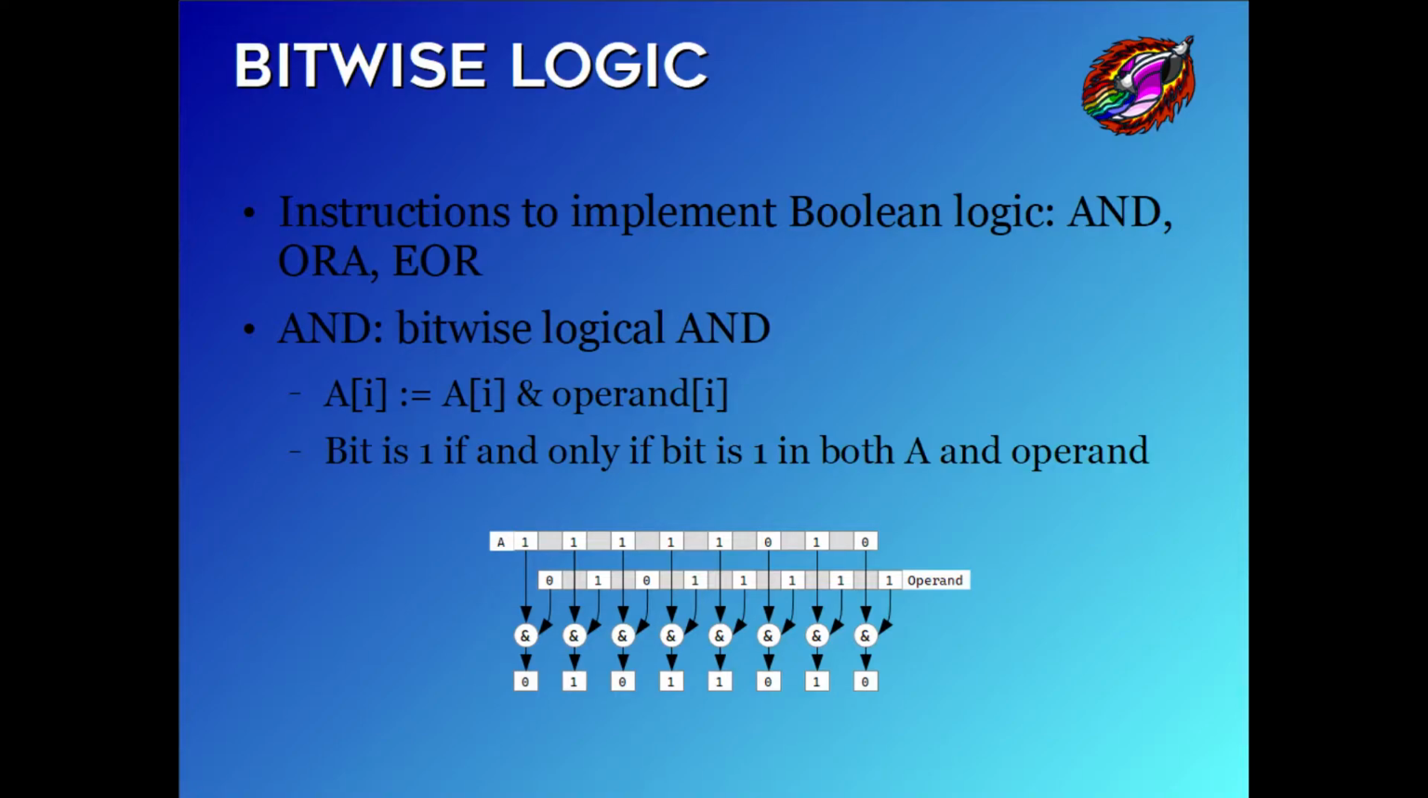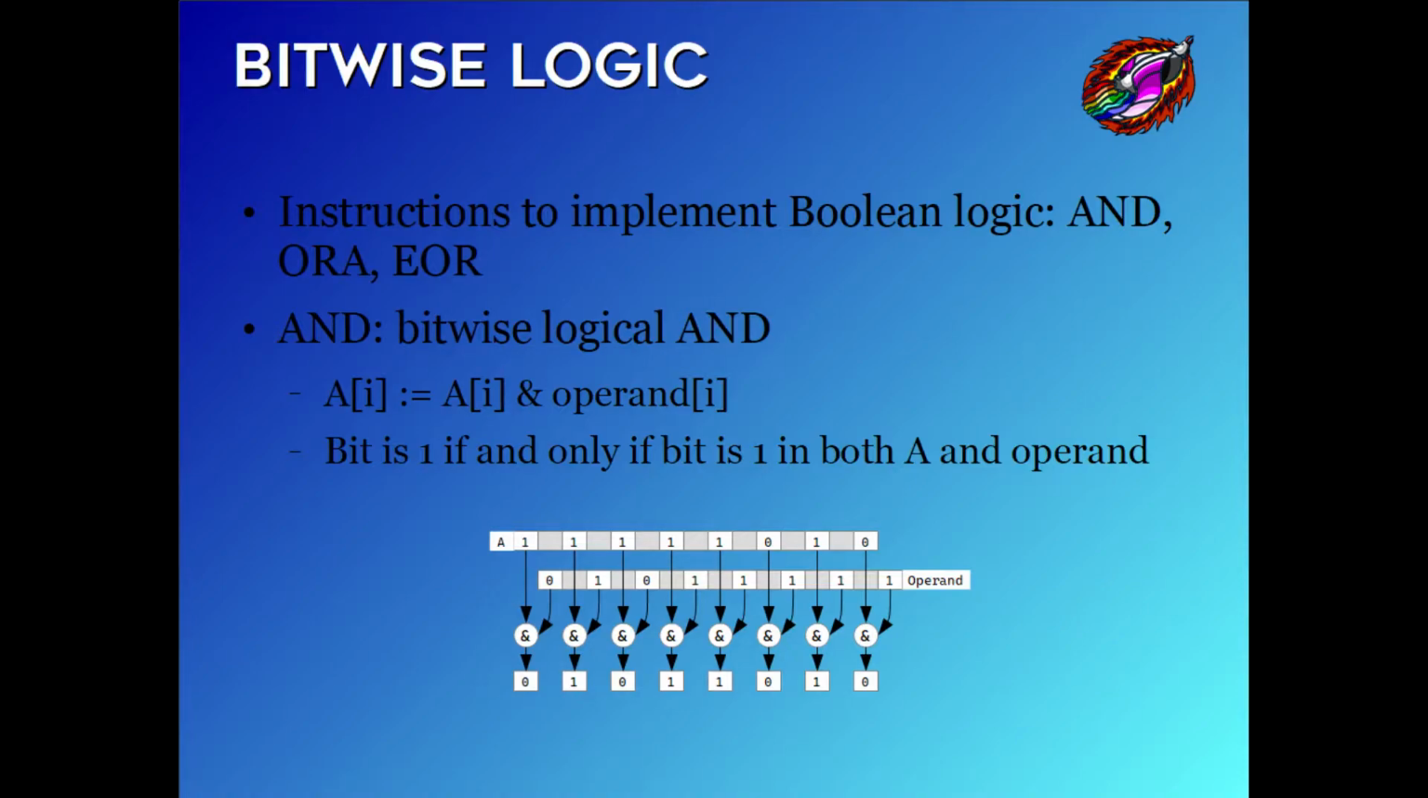And all it's really doing is, for every bit in the accumulator, it looks at the corresponding bit in the operand. And if both the accumulator and the operand bit are set to 1, then the resulting bit in the accumulator as the result will be 1 as well. If either of them is 0, then that resulting bit is 0.